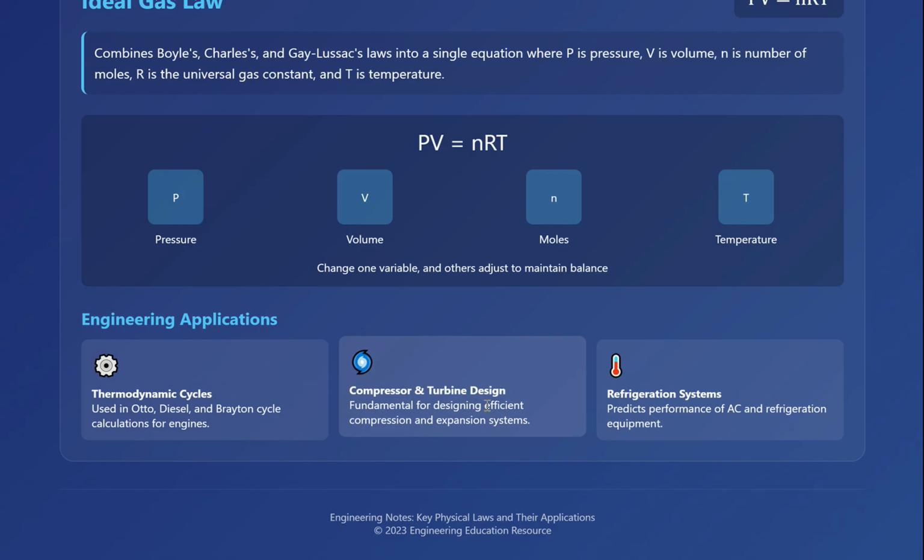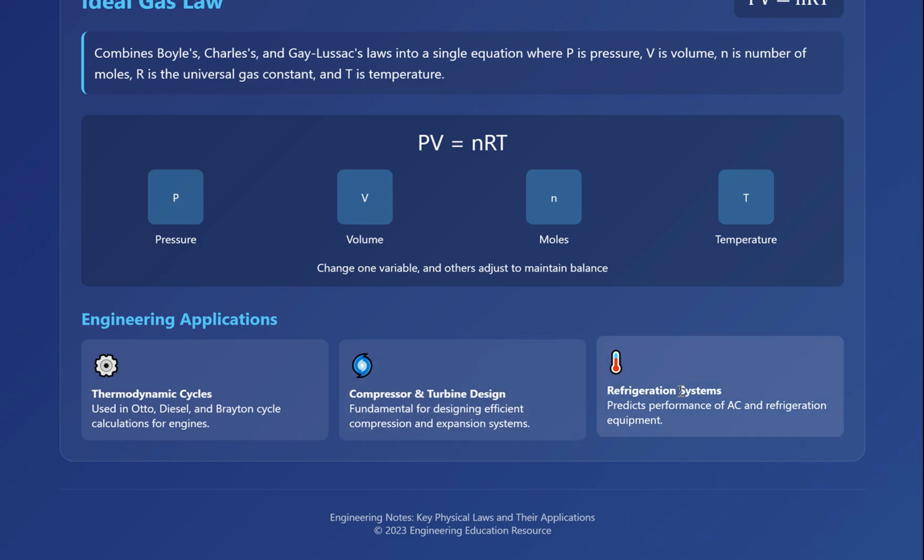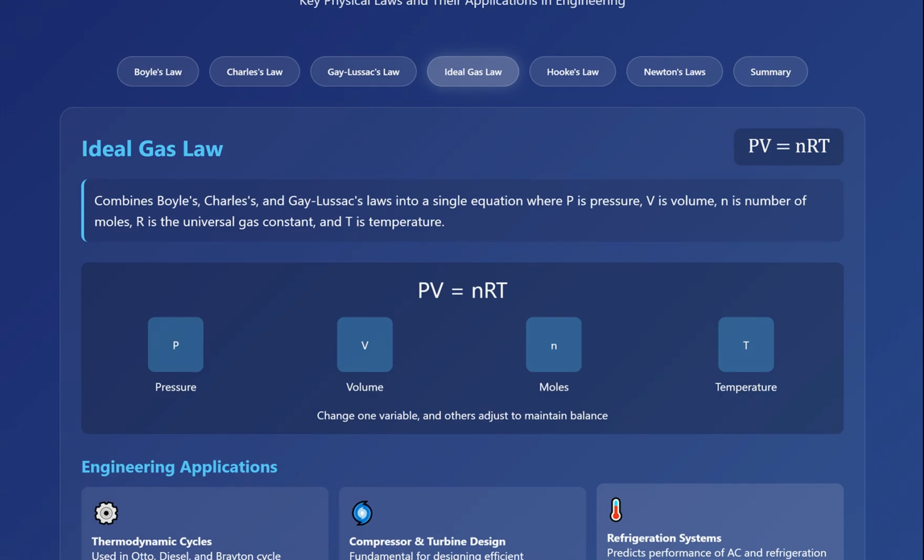Then also compressor and turbine design. They have to apply the fundamental of PV equals nRT to ensure how the system will compress, expand, and contract for the efficient operation of the compressor and turbine. Also, refrigeration systems. They have to predict the performance of the air conditioning system and the refrigeration systems, for the purpose of ensuring that they vary pressure, volume, and temperature. That is what we call the ideal gas law.